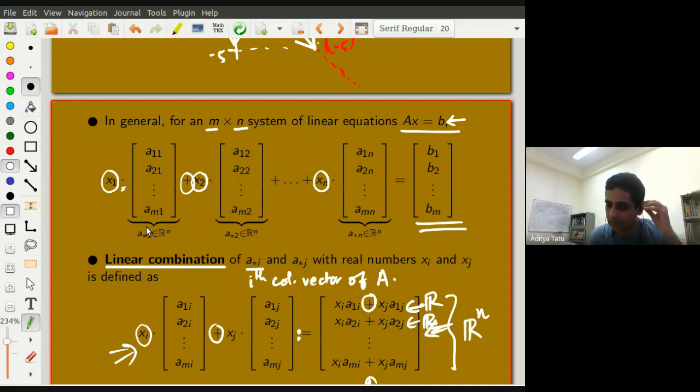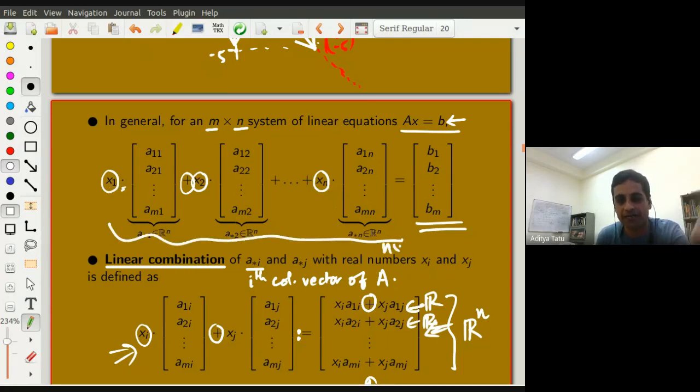But sir, if there is one value of x1, x2, up to xn for b1, let's say, then what are we trying to do? We are trying to find one value for x1, x2 to xn such that the left hand side is going to be an m by 1 matrix. Sorry, m by 1, not n by 1. And the right hand side is also m by 1.